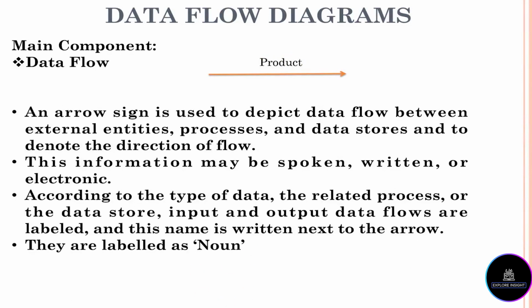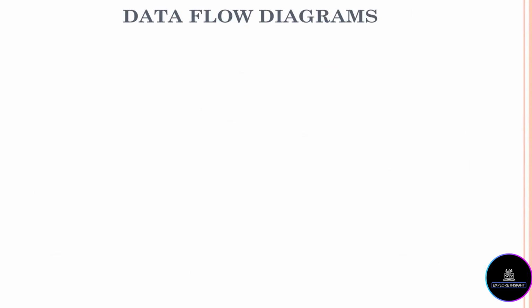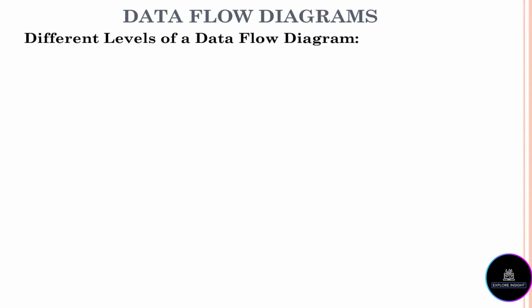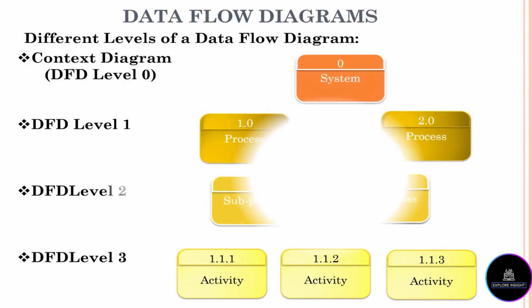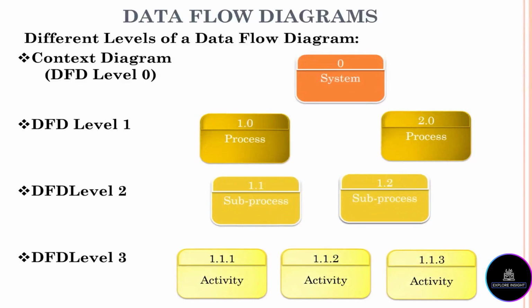Let's look at the different levels of data flow diagrams. Here we have 4 levels of a data flow diagram: the context diagram, also known as data flow diagram level 0, the data flow diagram level 1, the data flow diagram level 2, and the data flow diagram level 3. Let me explain each level.